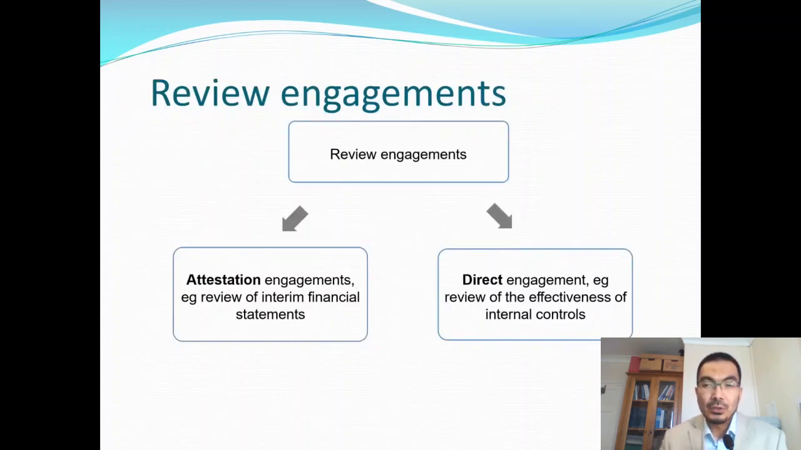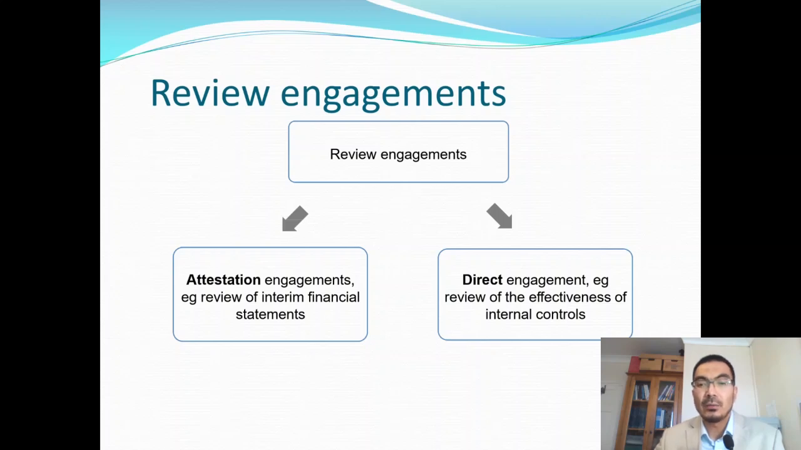There are two types of assurance engagements: attestation engagement and direct engagement. What are the differences between the two? The main difference lies in who is measuring or evaluating the underlying subject matter against the criteria. In an attestation engagement, the underlying subject matter has been measured or evaluated by a party other than the practitioner. Practitioner means the auditor, and the practitioner concludes whether or not the subject matter information is free from material misstatements.